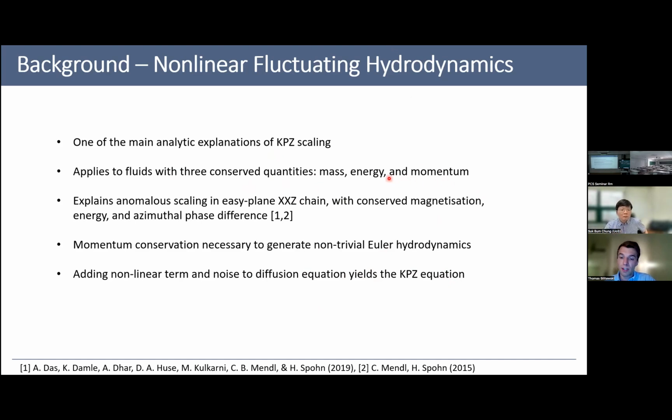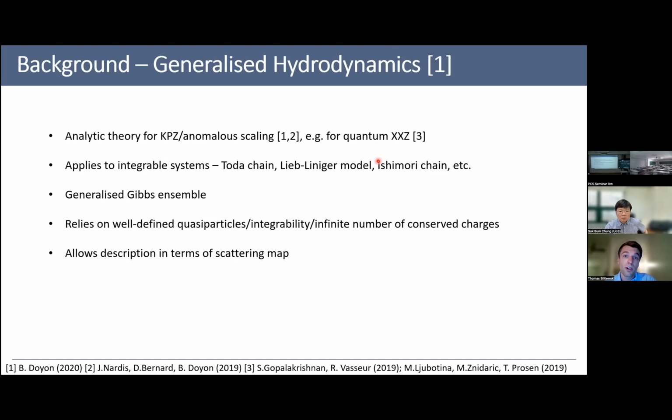So this is on some level understood in this regime when you have really a fluid with free conserved quantities. A very different approach is generalized hydrodynamics, and that is really a theory that applies here in a fully integrable system. So really you have a system that has an infinite number of conserved charges that you need to describe in a generalized Gibbs ensemble, and where you have well-defined quasi-particles or solitons that then allow you to describe, say, a thermal state as a dense gas of these solitonic particles that ballistically scatter and only interact via two-particle phase shifts, which then allows you to describe the full system in terms of these simple, fully conserved quasi-particles. And this theory typically doesn't directly lead to KPZ.